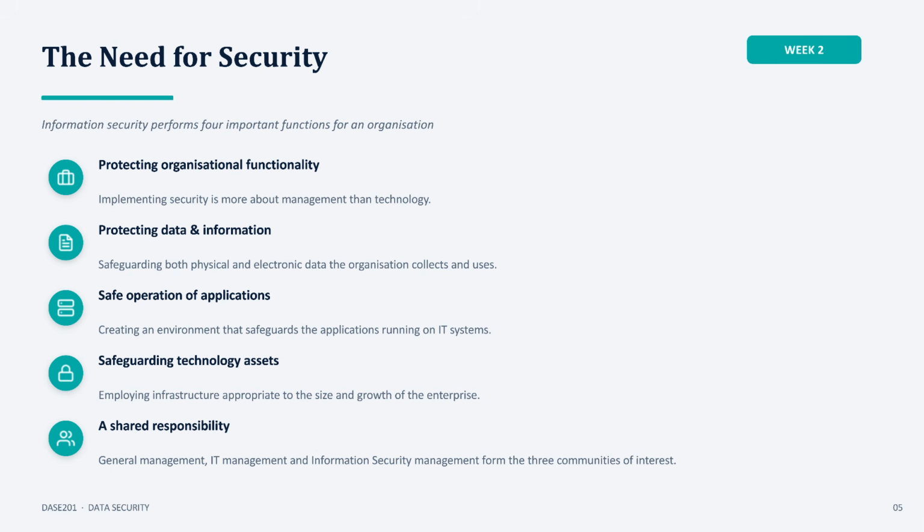Moving on to week 2, we learned about why organizations need information security. The main idea I learned is that security is important for many parts of an organization. It protects the organization's ability to continue working. It protects important data and information. It helps protect the applications and systems that organizations use. It also protects technology assets.